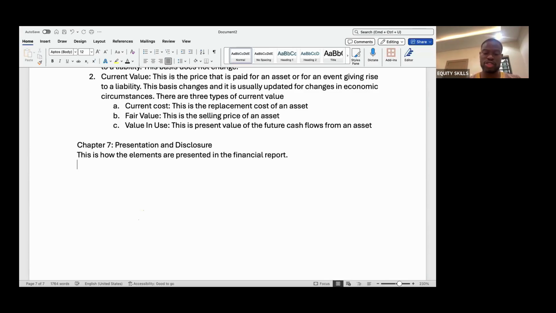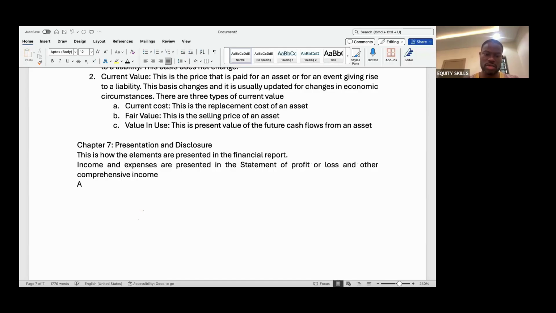And majorly, income and expenses are presented in a statement called the statement of profit or loss, and other comprehensive income, while assets, equity, and liabilities are presented in the statement of financial position. That's basically how we present it.